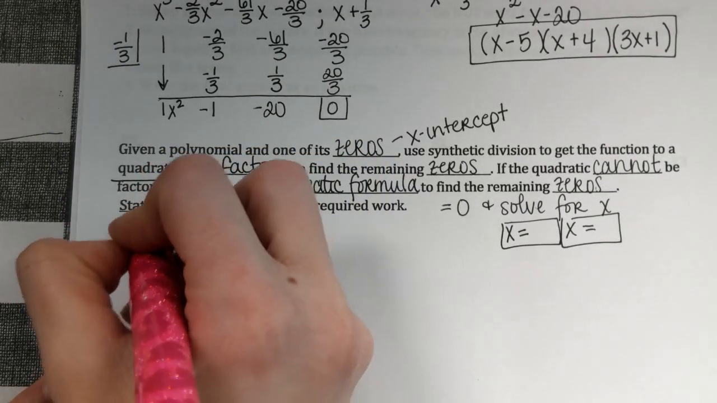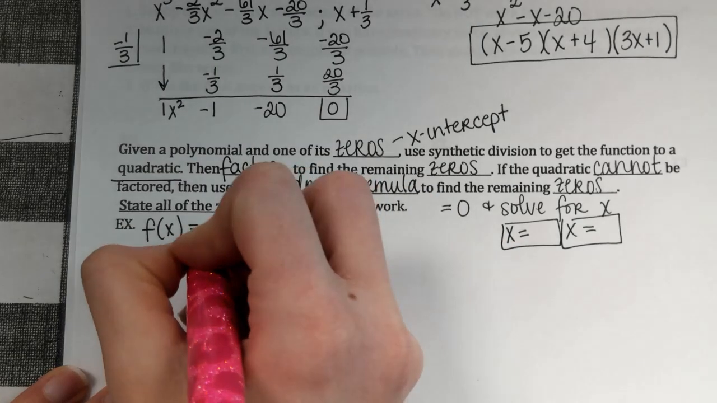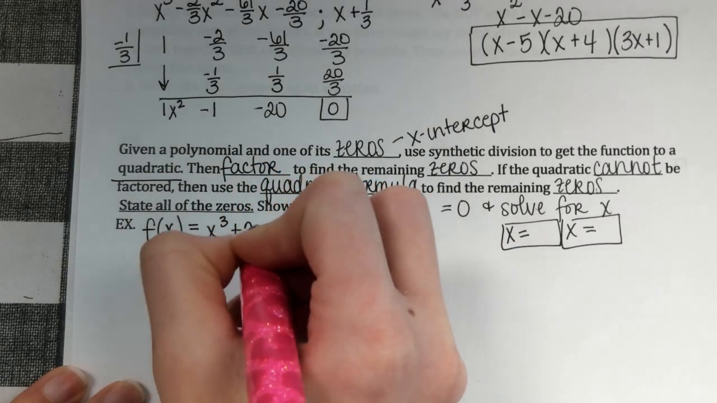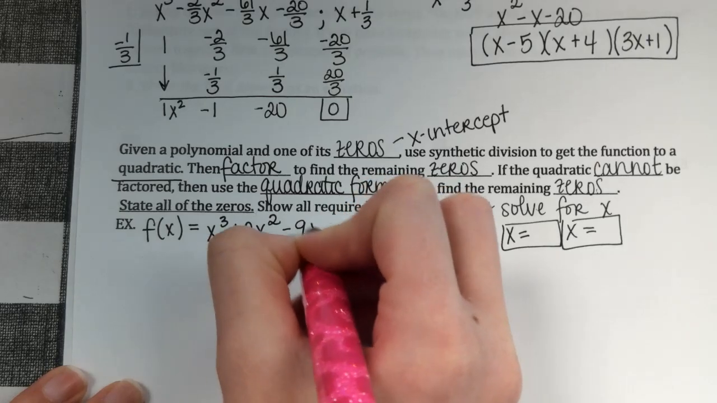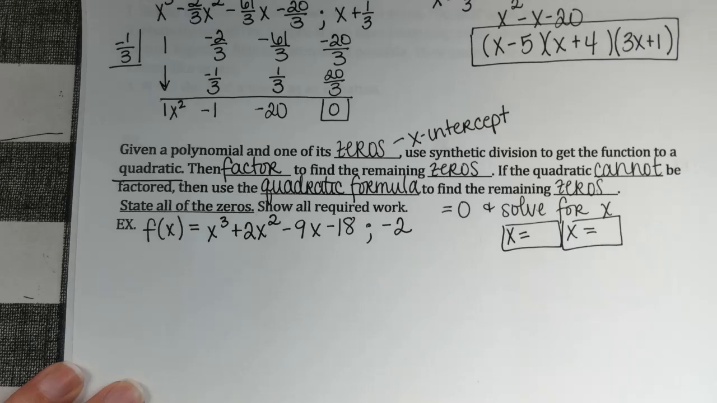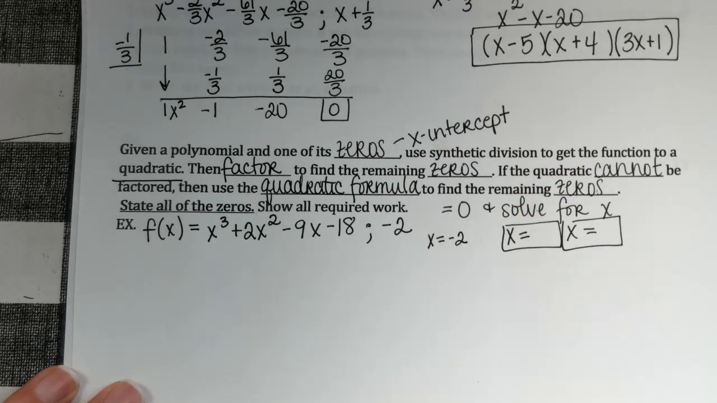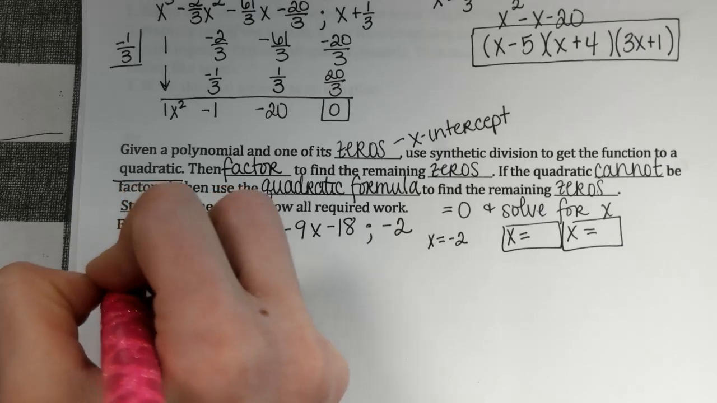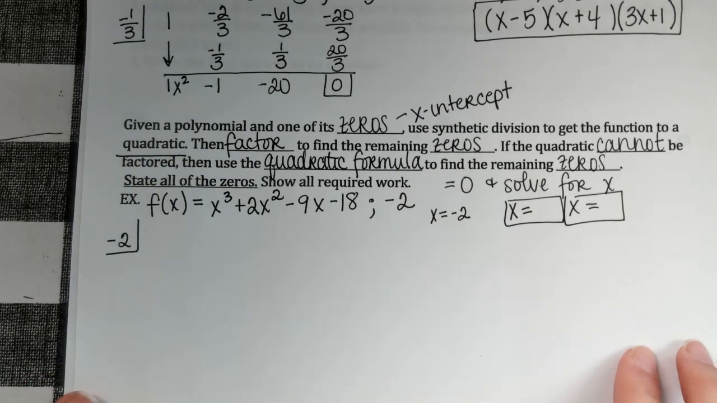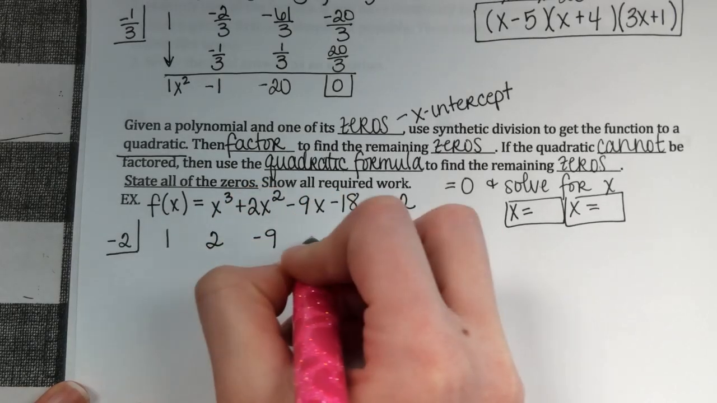If I have f of x, because it's a function now, I'm finding zeros. f of x equals x cubed plus 2x squared minus 9x minus 18. And I give you a negative 2. So I no longer have an x with it because I'm telling you that is the x value. That is telling me x equals negative 2. I do not change the sign. I take that number, negative 2, and I put it over to the side. And then I copy my 1, 2, negative 9, and negative 18.